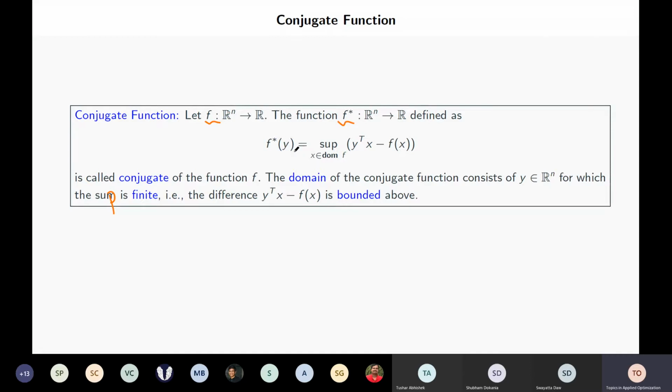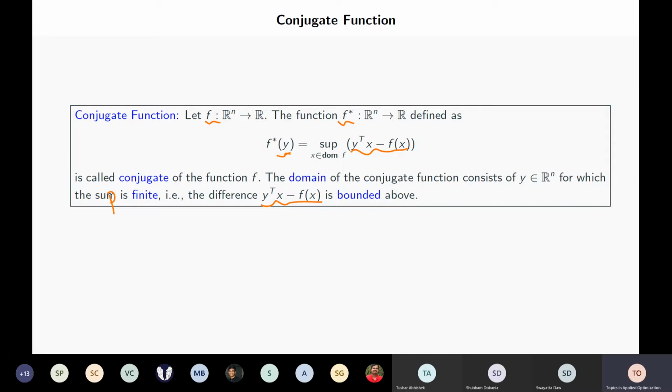This is a function of y. So the domain of this conjugate function is the set of all y for which this supremum is finite. In other words, the difference y transpose x minus f(x) is bounded above. If this is bounded above, then we will get some finite value. So this is the definition of the conjugate. There is some geometric intuition behind the conjugate.